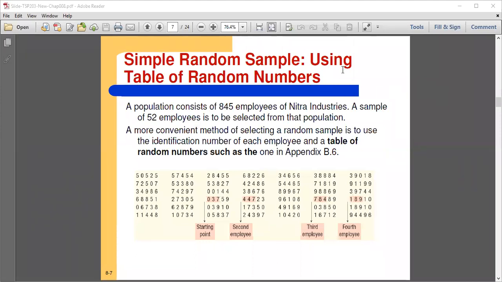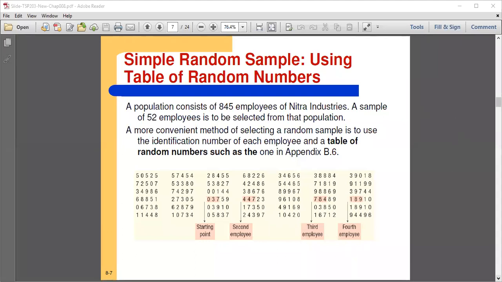Simple random sampling can also use a table of random numbers, such as the one in appendix B6. A table is given at the end of the book in appendix B6, so they can use these numbers for this purpose. These are unique numbers for each and every employee, but they can also use the identification number of an employee, because an identification number is also a unique number. Each and every person is allotted a unique number as their identification number.